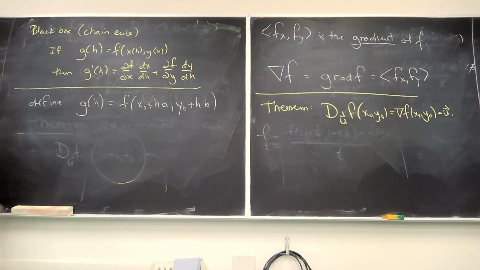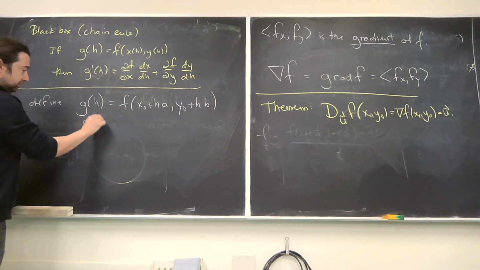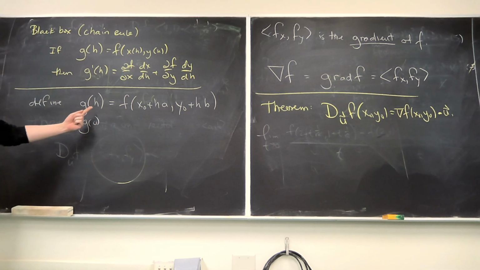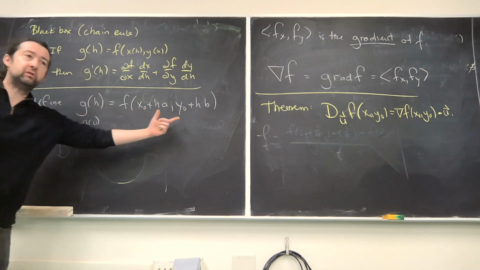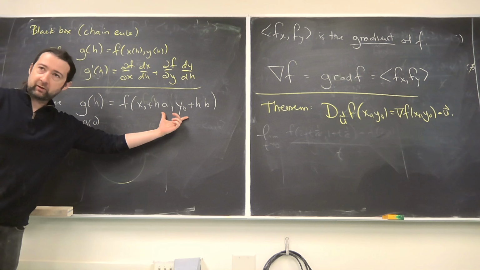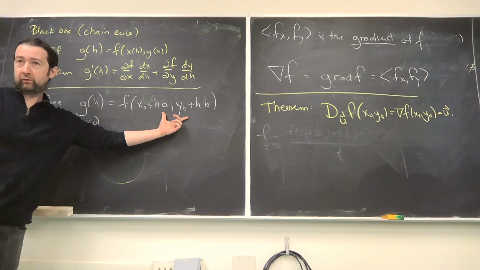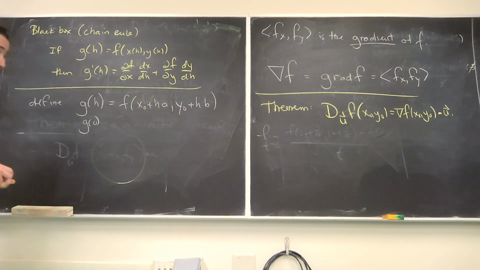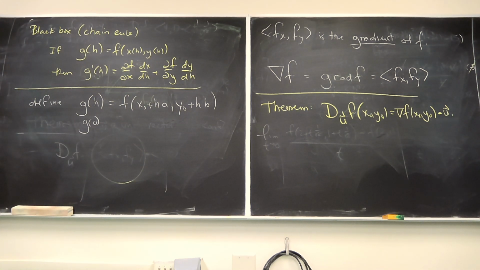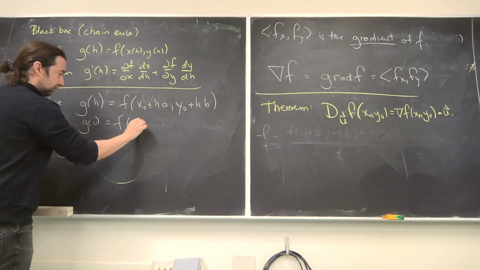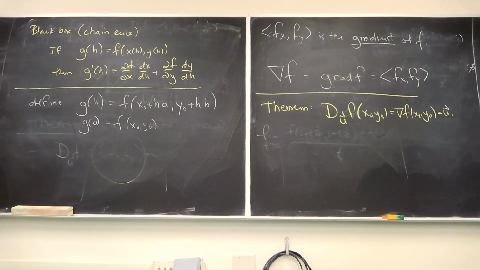So in particular, g of 0, despite the setup here, is a function that eats one input variable and produces one output variable, right? The h goes into f, f gets evaluated into a number. This is just a one variable function. One in, one out. What is g of 0? You replace the h's with zeros and you get f of x naught, y naught. Okay, that's good.